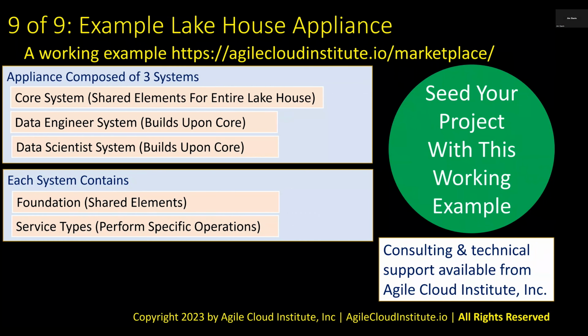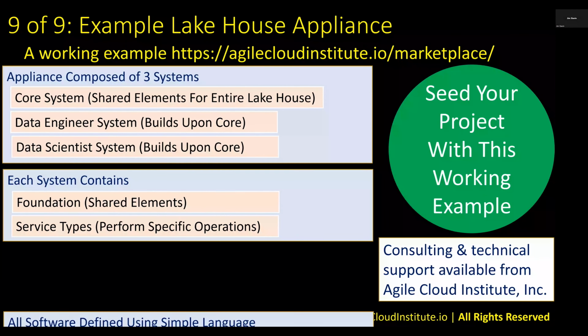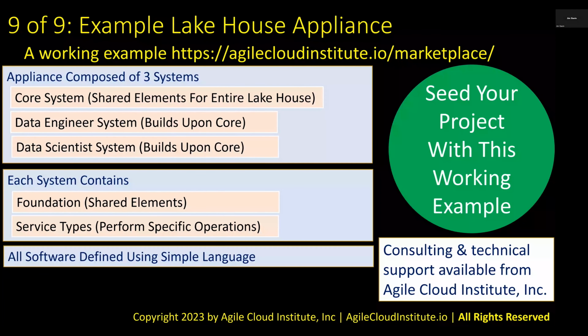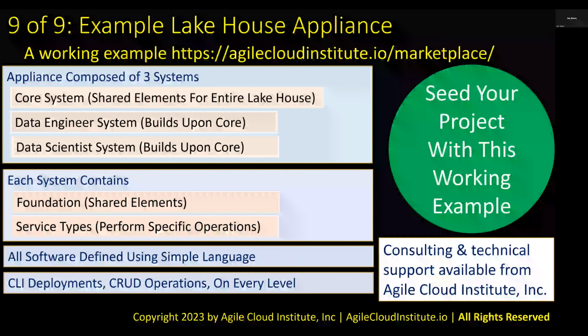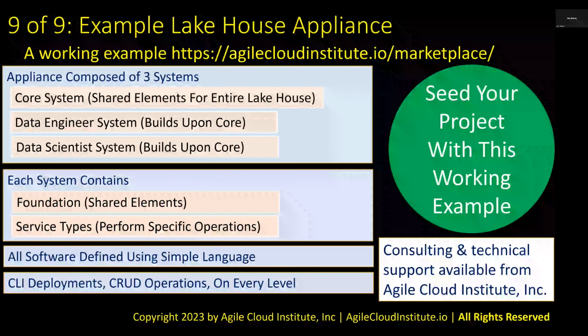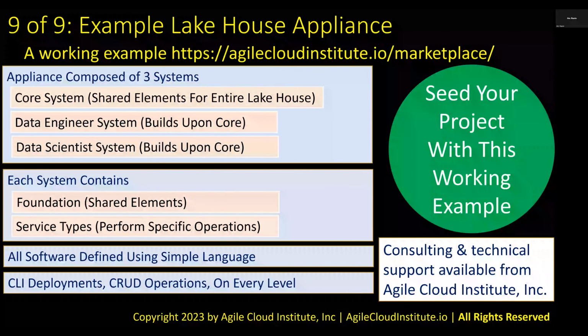Every aspect of the example data lakehouse appliance is software-defined, meaning that nothing will remain after you destroy each instance of the lakehouse appliance. Every level defined in the example lakehouse appliance can be orchestrated with its own CLI deployments that perform create, update, delete CRUD operations on each level. You can learn about the CLI commands and about the object model in the engineering section of agilecloudinstitute.io.